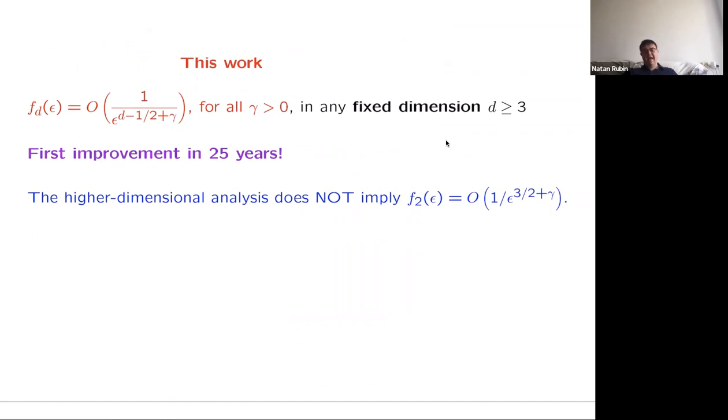And it's remarkable that the high dimensional analysis cannot be used to replace the planar one, because though the two bounds look superficially similar, they have very different bottlenecks.